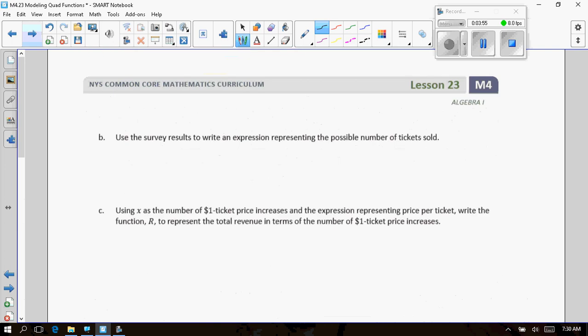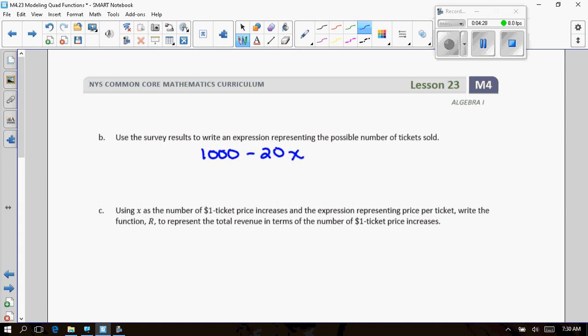Top of the next page: use the survey results to write an expression representing the possible number of tickets sold. Now remember, this place can seat 1,000 people. But every time we increase the price $1, we lose 20 people. 20 fewer people are going to buy them, because eventually the price gets too expensive. People are like, I'm not going to go. So we're going to subtract the 20 people for every time we increase the ticket $1. And you're like, well, why didn't you just leave it at $10?